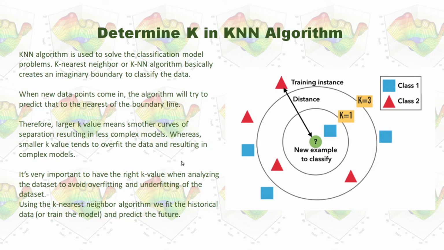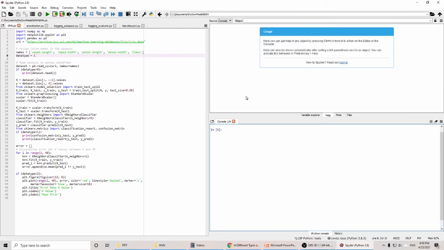Now let's take a look. How can we implement the KNN algorithm in Python, and how can we decide the right k value? I'm going to use the flower iris for my model. First, I will download the data from the internet about iris. Let's take a look at our data.